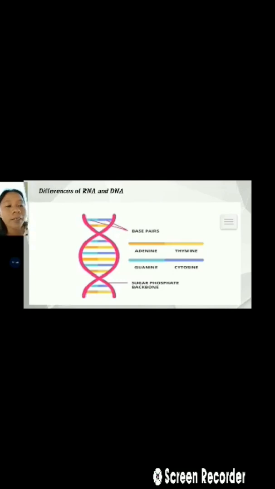So, these are the types of RNA and DNA. We have base pairs, adenine, thymine, guanine, cytosine, and sugar phosphate backbone. Base pair. A base pair is a fundamental unit of double-stranded nucleic acid consisting of two nucleobases bound to each other by hydrogen bonds.